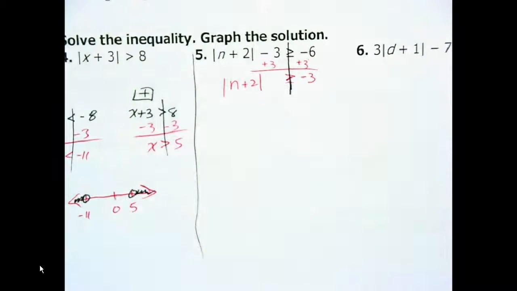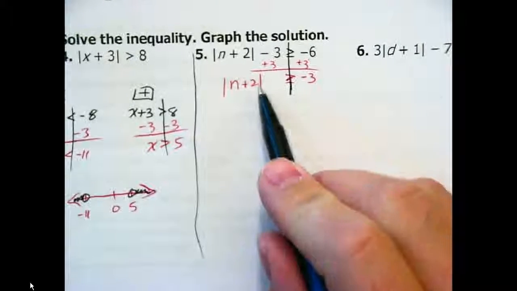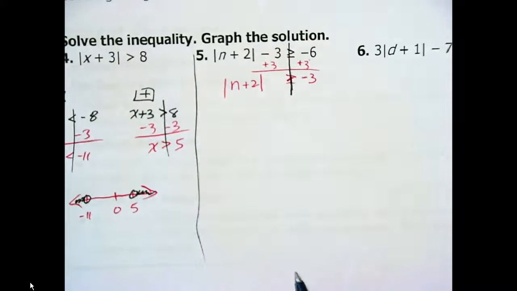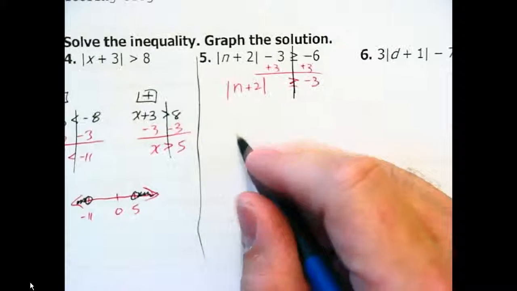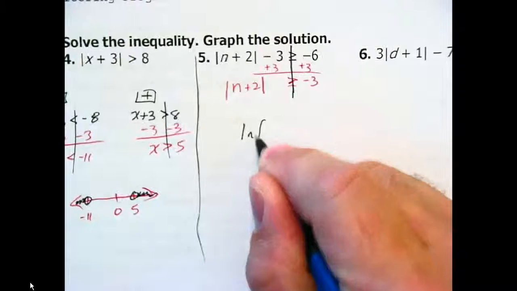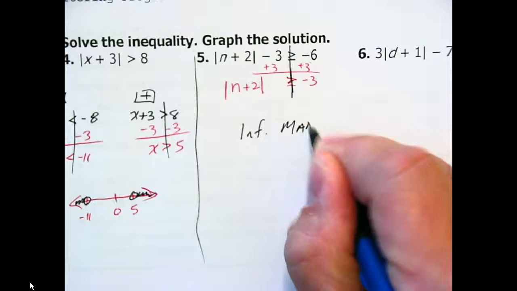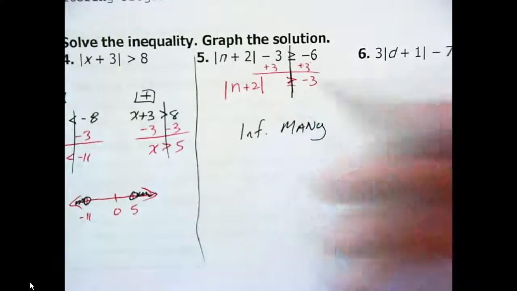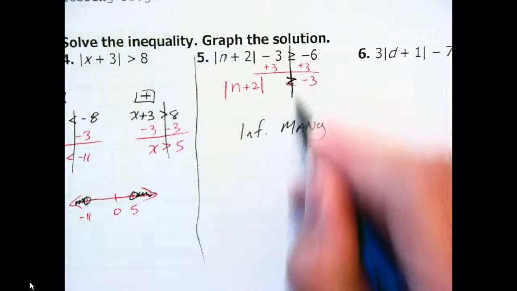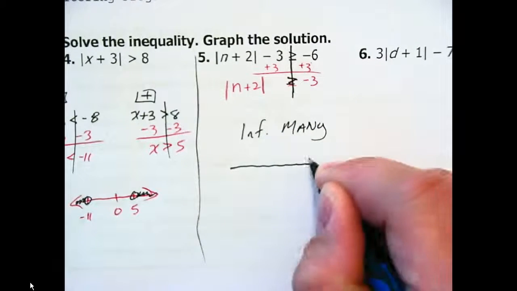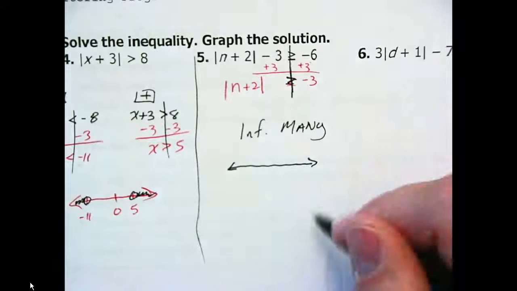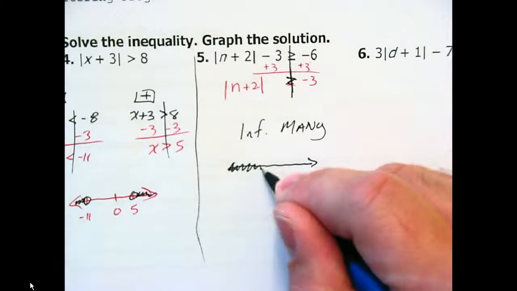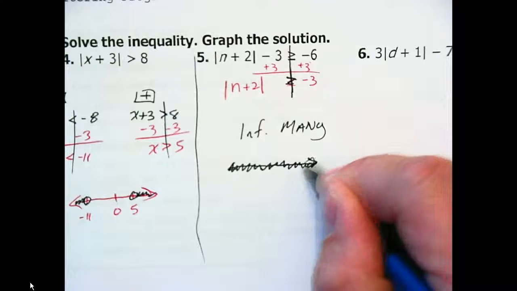Tell your neighbor what that means with that problem. Okay, so can an absolute value be greater than a negative? Yes. When? Always, so this is infinitely many. In that case, nothing changed when we added the 3, it's still a negative there, but it's a greater than a negative, infinitely many, meaning we shade everything. You don't have to put any number. Just shade it. You're like, what? There, you're done.